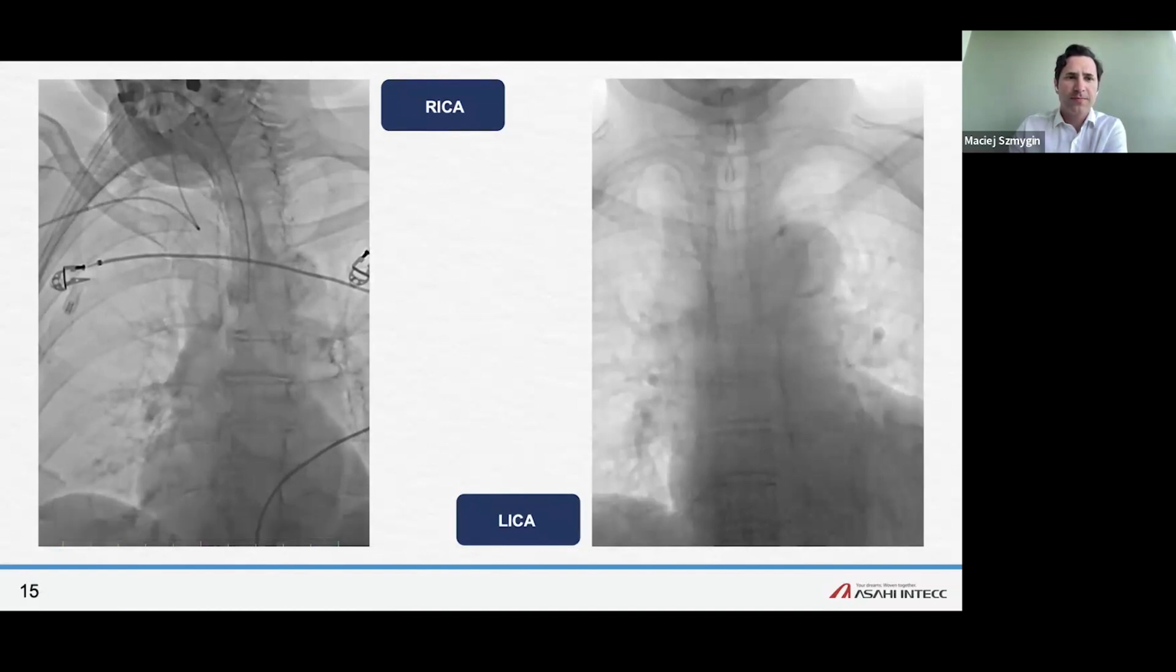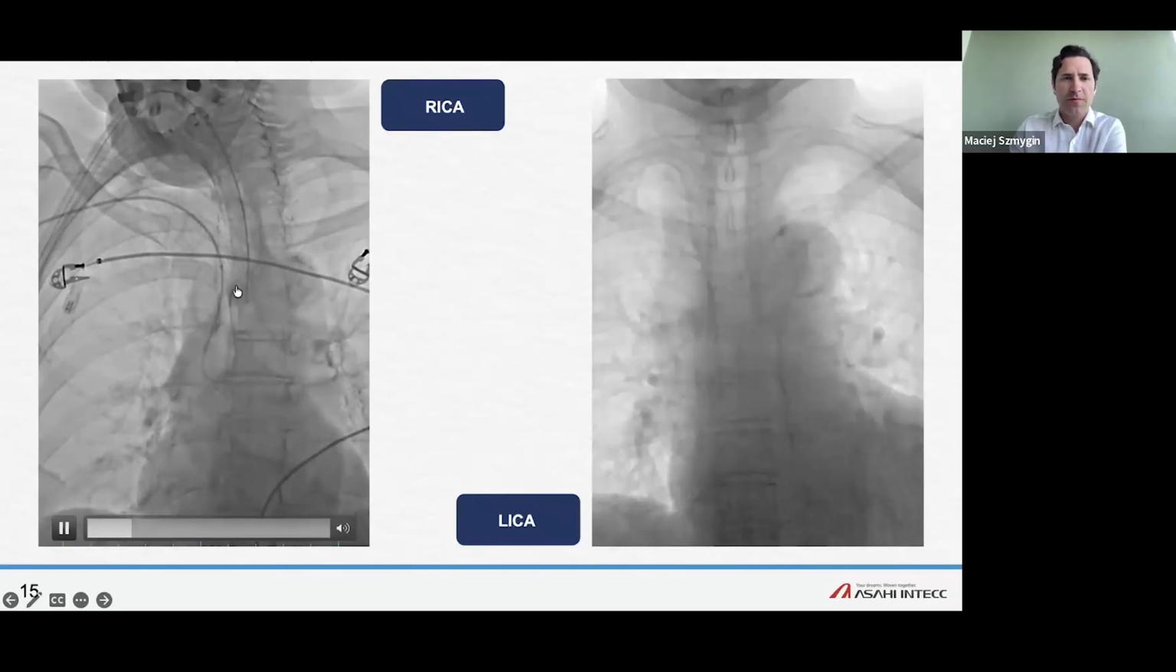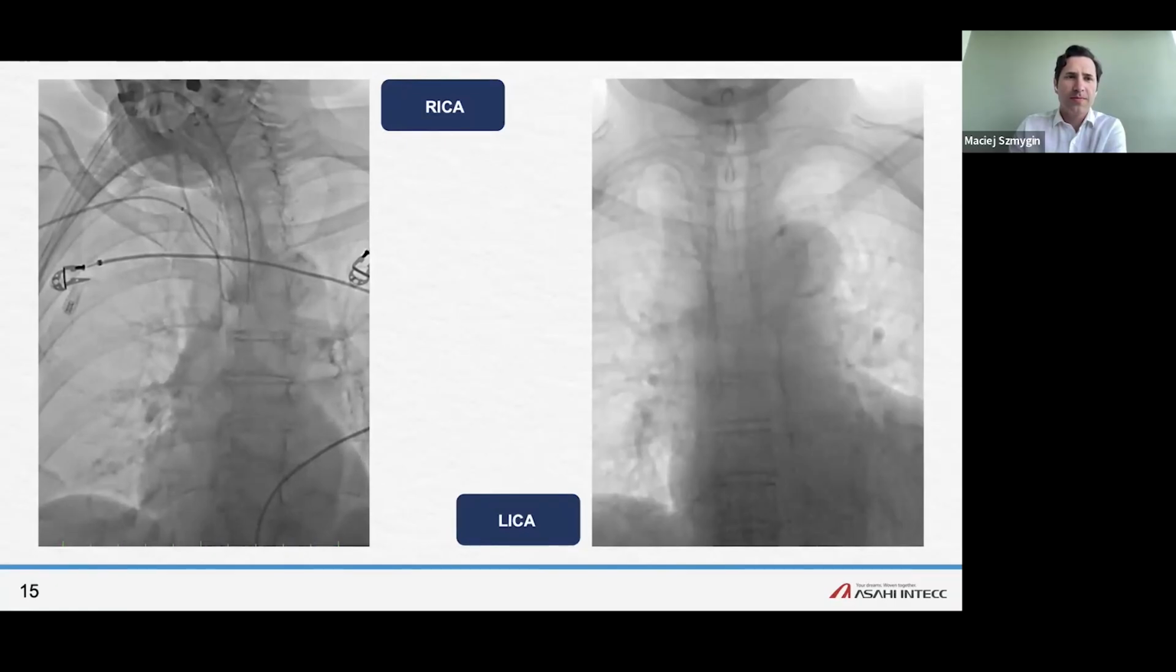right. Again, we inject a bit of contrast not to go too far. As in this case, we have to be careful for the vertebral artery. And we withdraw the catheter so that it's now fully in place.